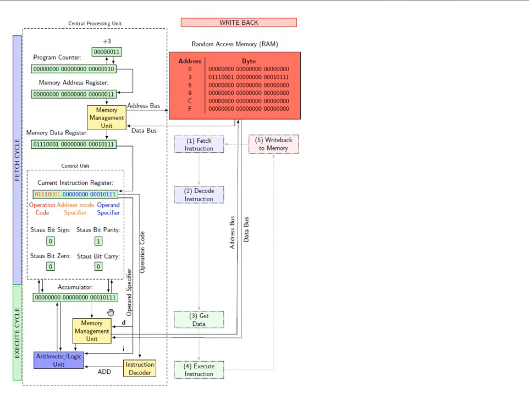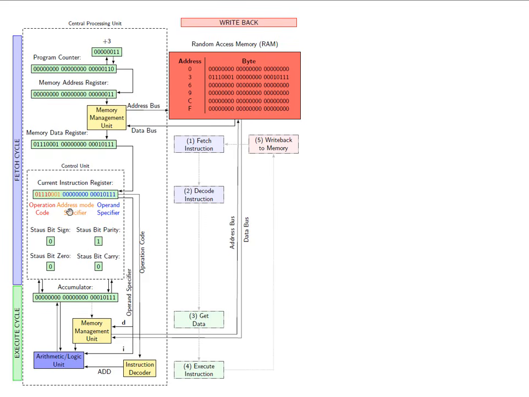If the address mode specifier represents direct addressing, that could be 001, I'm talking now about the 3 bits in the orange, we often denote this as a D. Then the operand specifier specifies an address in memory where the operand can be located. The CIR would then need to send the operand specifier to the memory management unit, the MMU, to fetch the operand from memory using the address bus and the data bus, just like before. The data retrieved from memory is then sent to the ALU.